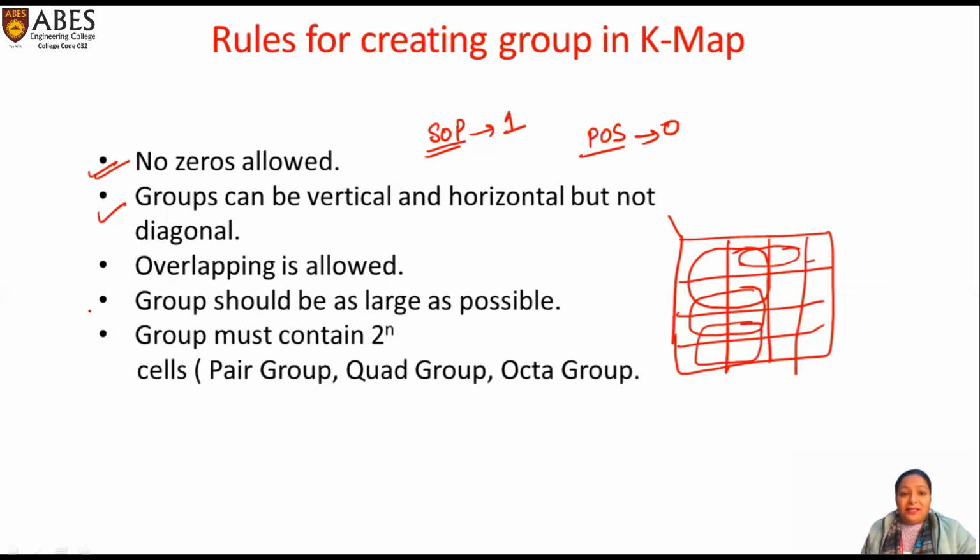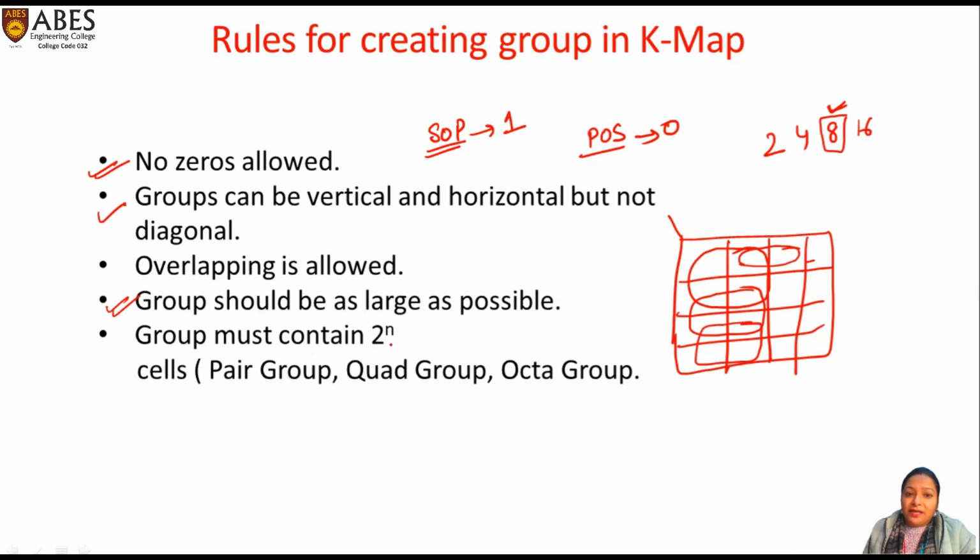Group should be as large as possible. The fourth point is that group should be as large as possible. First, we need to create a group of maximum. We can create a group of 16, then 8, then 4 and 2. So possibly if we are able to see a grouping of 8 consecutive cells together, then first of all we need to consider the grouping of 8. Although it can be formed in the group of 4, but we need to look for the maximum grouping first.